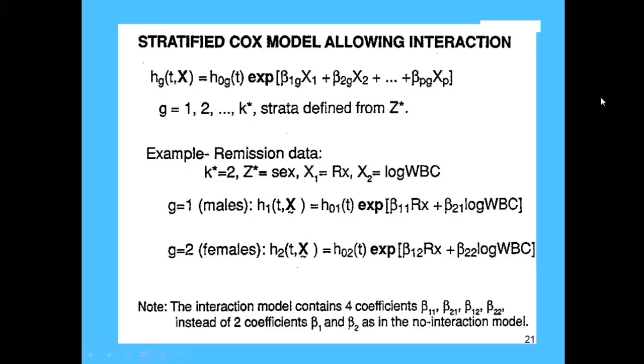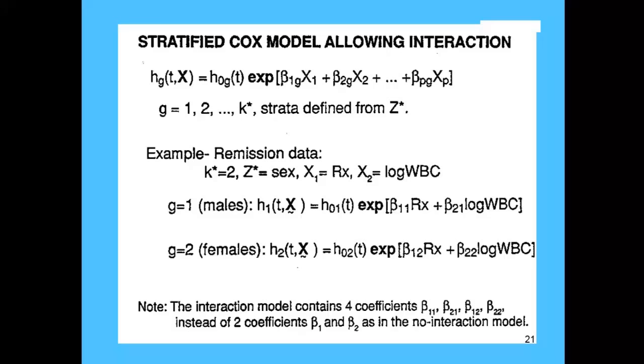You fit the two models, and then you get the minus 2 log L, subtract one from the other, and it'll be a chi-square. And so what if the chi-square is significant? Suppose you do this test, and you find that the chi-square is significant. Which model are you going to use? The interaction or the no interaction?